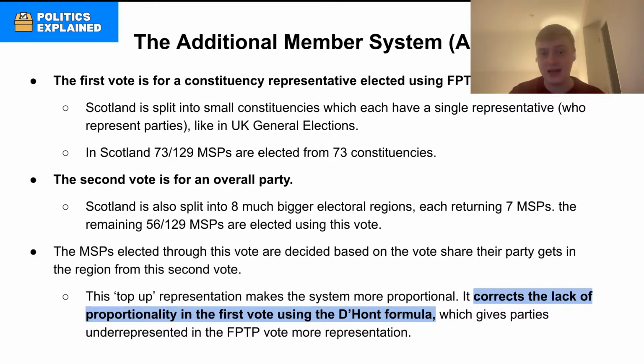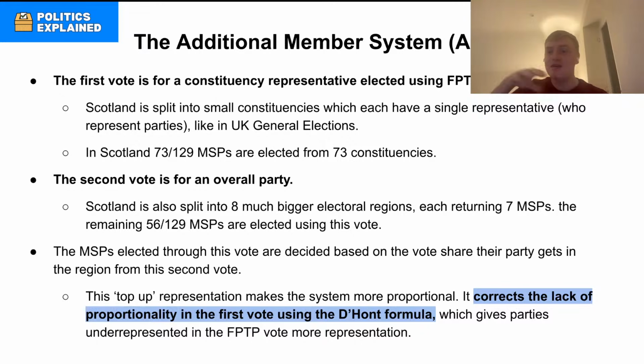Scotland is also split into eight much bigger electoral regions, which each return 7 MSPs. And the remaining MSPs, so 56 of them, are elected using this vote. And that's that second vote for a party. And effectively, those who are elected through this vote are decided based on the vote share their party gets in the region from this second vote.